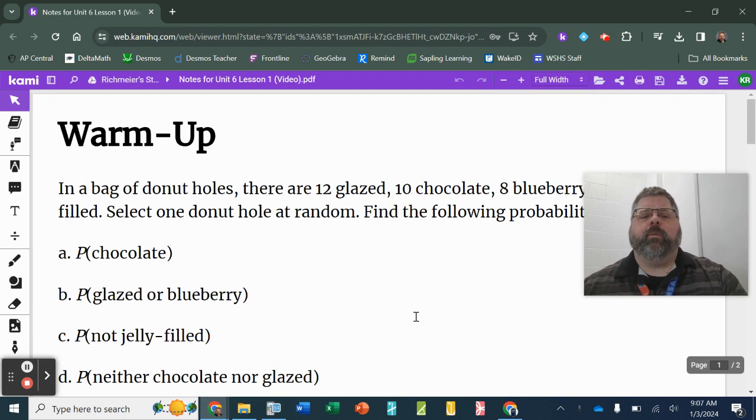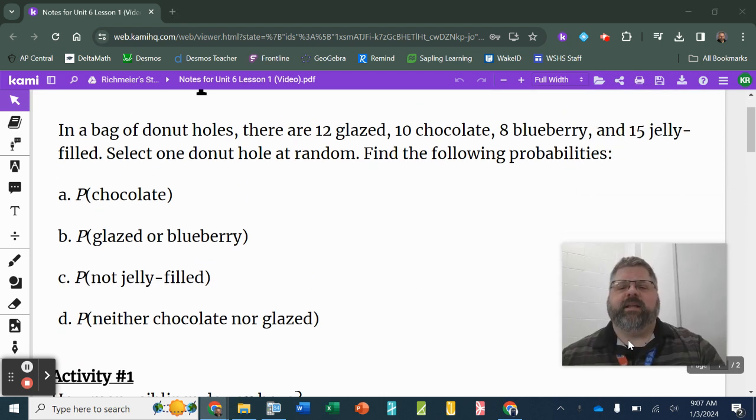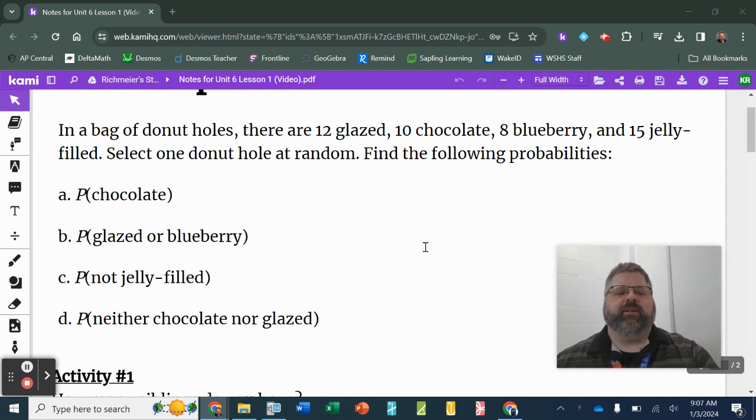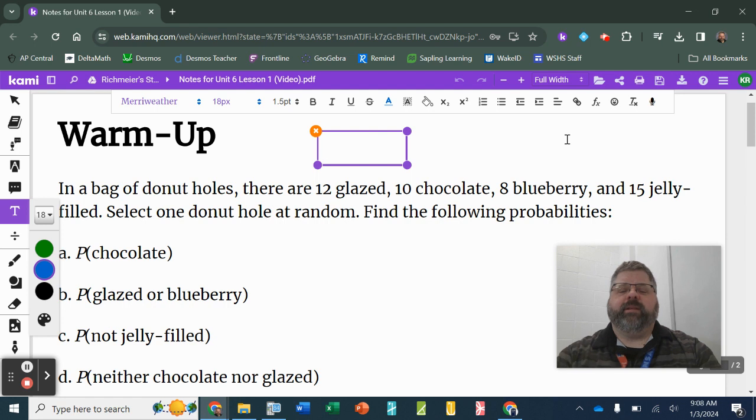So our warm-up reads: in a bag of donut holes, there are 12 glazed, 10 chocolate, 8 blueberry, and 15 jelly filled. Select one donut hole at random. Find the following probabilities. Hopefully you remember that to solve probability problems, we need to know how many things we're choosing from. So in this case, we add up all the different numbers they give us: the 12 glazed, the 10 chocolate, the 8 blueberry, and 15 jelly filled, and we find there's a total of 45 donut holes. A total of 45 donut holes.